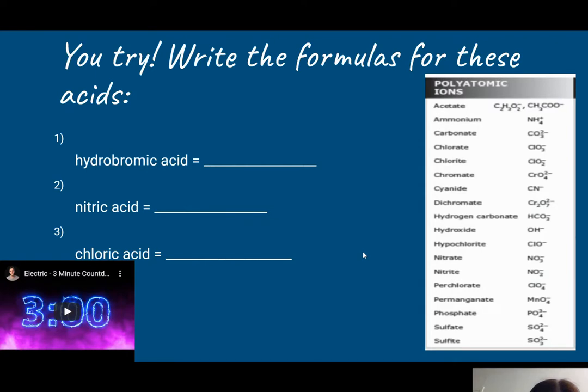So I would like you guys to now take 3 minutes. I want you to try to write the formulas for these 3 acids.